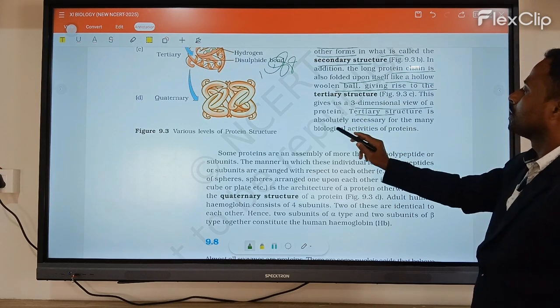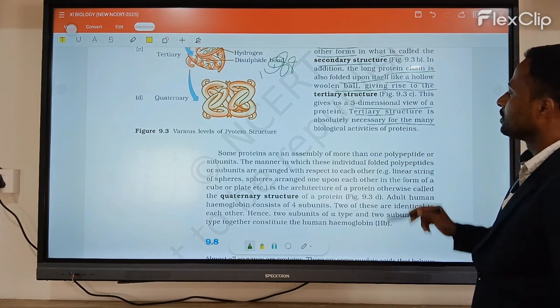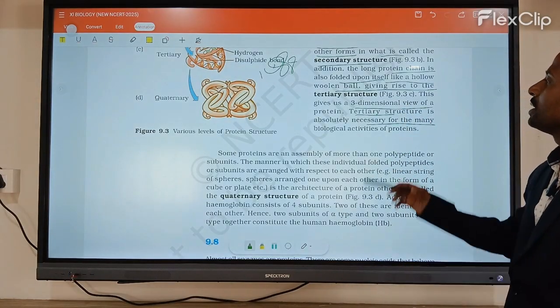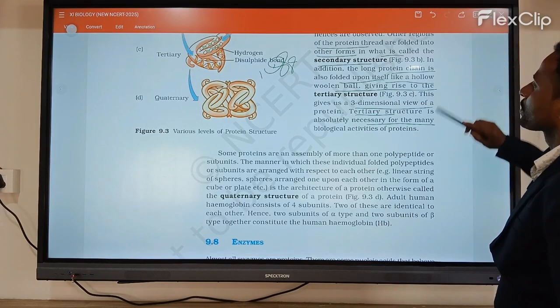And the tertiary structure is also absolutely necessary for the main biological activities of proteins. So the biological protein structure is mostly used as this tertiary structure. This is a tertiary structure.